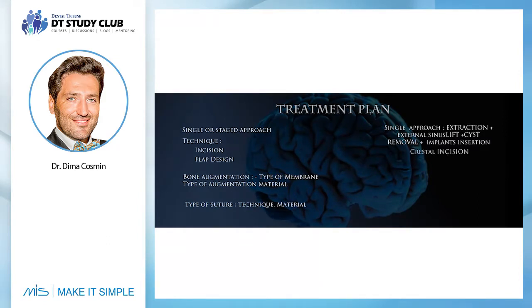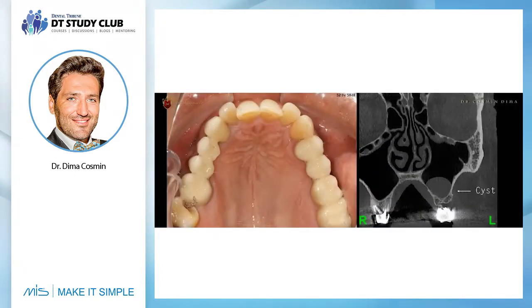So in this case, again, crestal incision, full flap, resorbable collagen membrane, xenograft. We don't use autologous bone into the sinus. Actually, it's the only situation when autologous bone is not the gold standard or is not indicated at all. And we use also the PTFE suture like in every case.